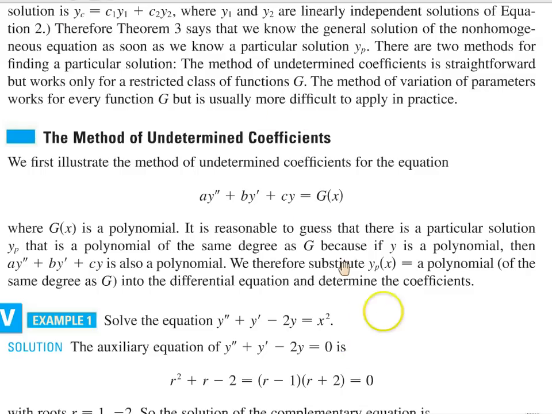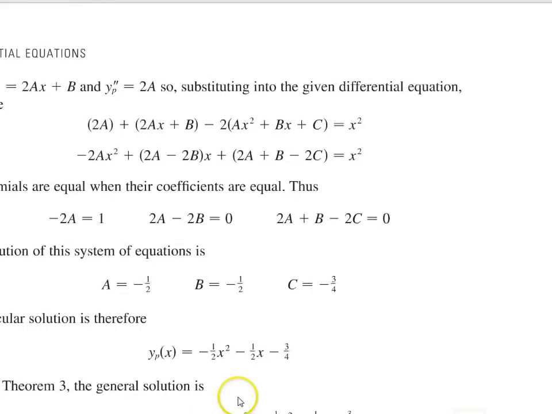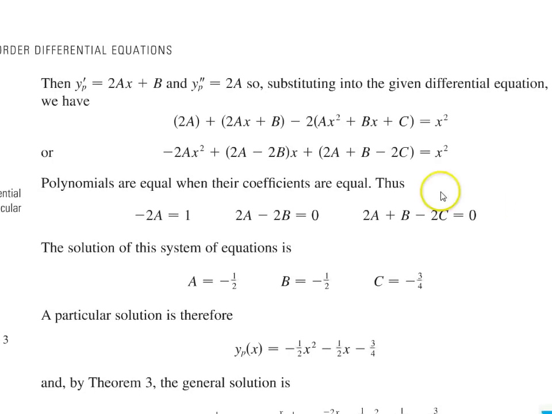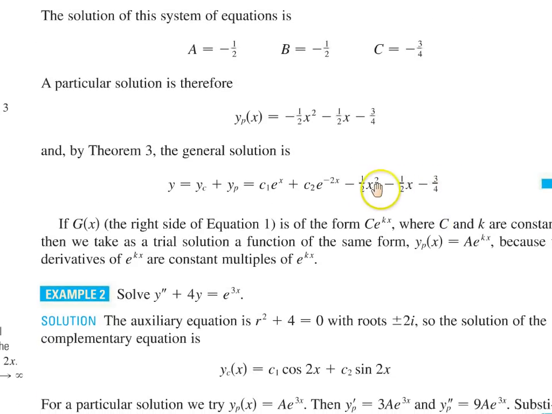Alright, let's see if we can grab this. Well, they came up with our complementary solution, and they wrote out what they think the particular solution is going to be. And then let me move this over. Then look what they did. They did basically algebra to figure out what those coefficients would be. And after doing that, lo and behold, they get our solution. See how it works? Let's try another.